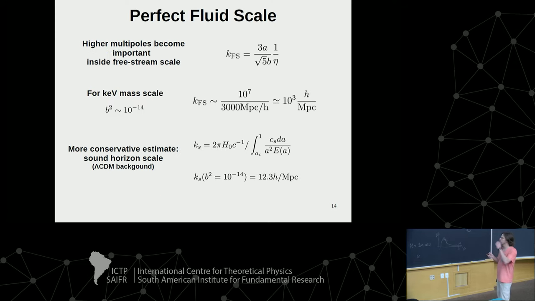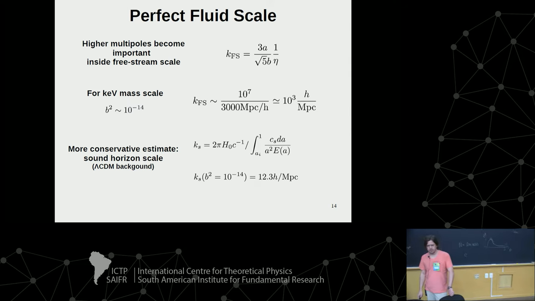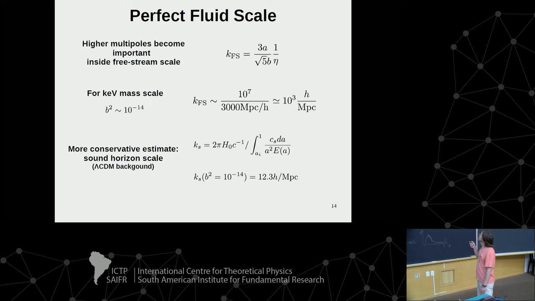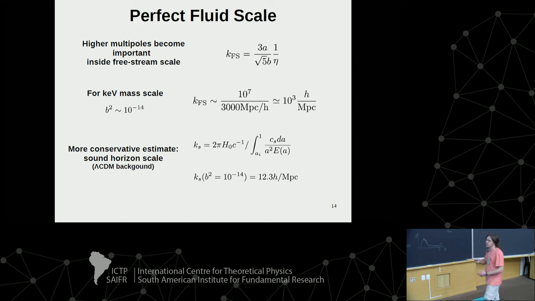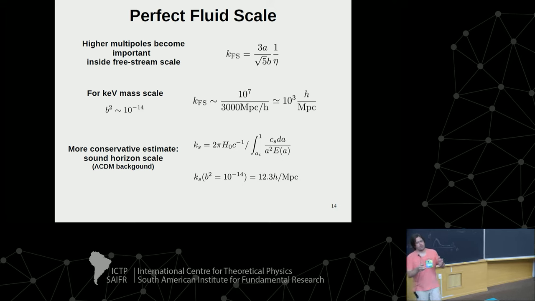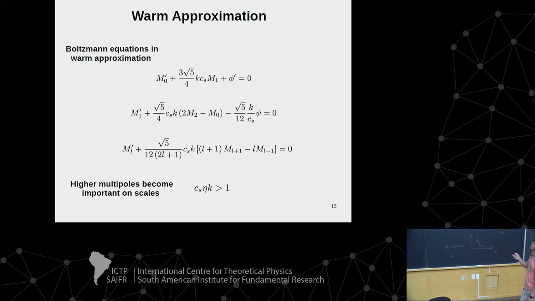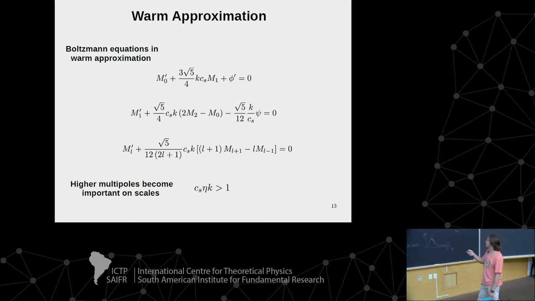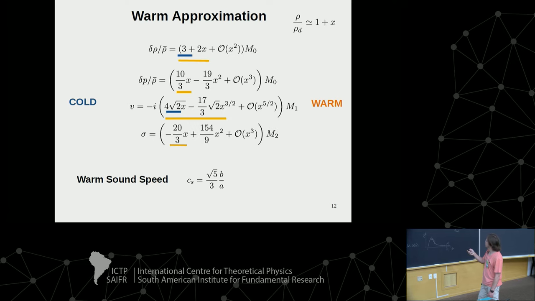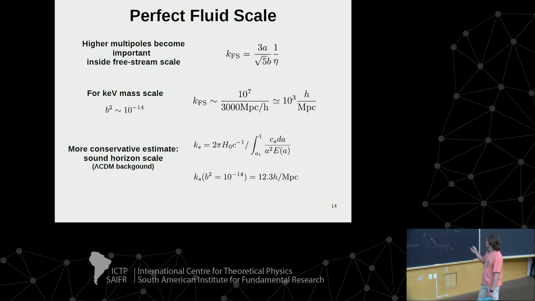So let's plug in some numbers. It turns out that this CS K times eta is essentially the same as the free streaming scale. Okay, so I plug the sound speed here. This is what you get for the free streaming scale for neutrinos. Consider neutrinos, then you define the free streaming scale there. And the thing I was considering here is essentially the same. Then I'm using the CS here that I got from the warm approximation. And this is what I get.